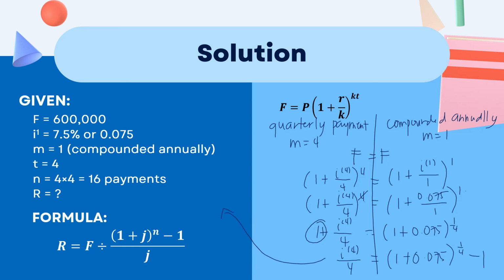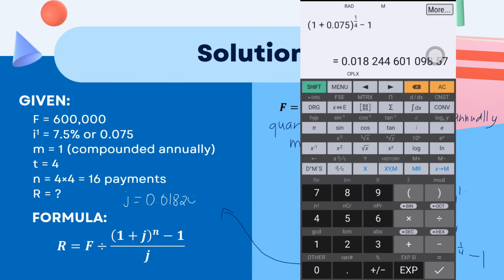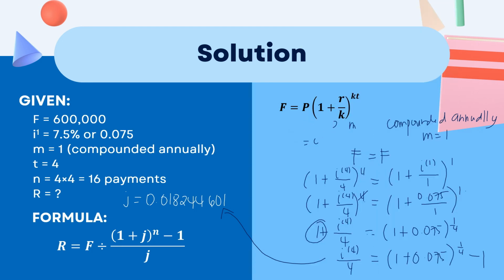So, compute na po natin kung ano yung equivalent J natin. J is equal to, diretso na natin sa calculator. We have now 1 plus 0.075 raised to 1/4 minus 1. So, equal to 0.018244601. 6 decimal yung kunin natin para mas accurate yung magiging computation natin. Then, erase na lang po natin ito para may pagsulat.